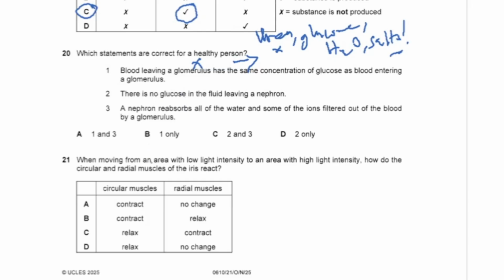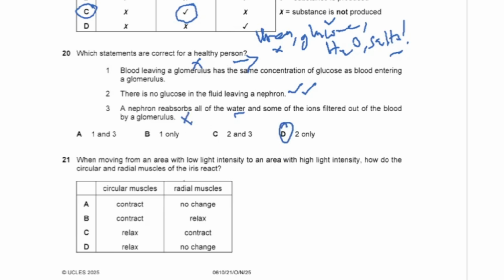The second statement says there is no glucose in the fluid leaving the nephron. Of course, that's very correct, because glucose is very essential to the body. So the body cannot afford to lose glucose in excretion. If you're a normal, healthy person, there shouldn't be any trace of glucose in your urine. Number 3, a nephron reabsorbs all of the water. That's where I have a problem. All of the water and some of the ions filtered out by the glomerulus. It doesn't reabsorb all of the water. Some of the water still comes out as urine. So that's why option C, the third option, is also not correct. So from there, you've seen that only 2 is correct.